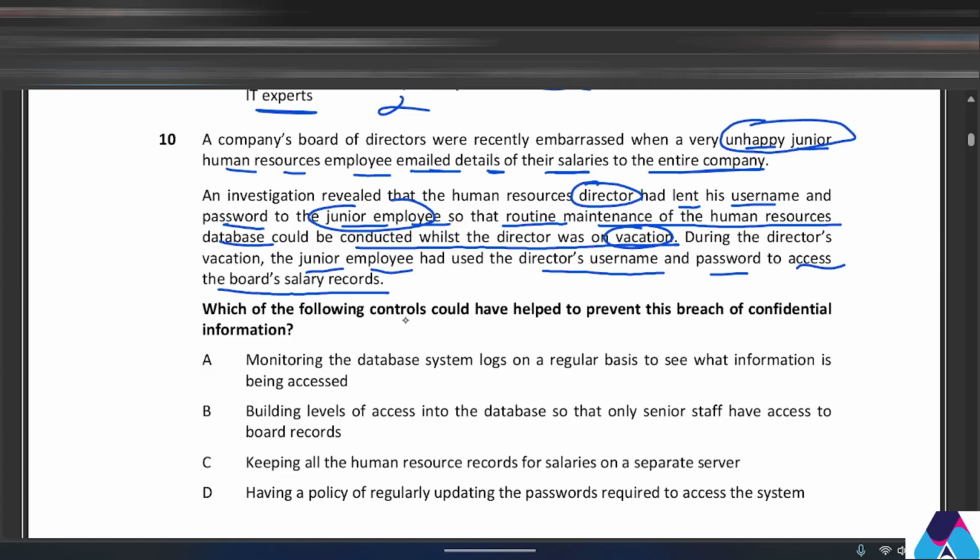Now they're asking which of the following controls could have helped to prevent this breach of confidential information. Okay, let's read. Part number A, monitoring the database system logs on a regular basis to see what information is being accessed. So this looks correct. But let's read the other option. It says building levels of access into the database so that only senior staff have access to board records.